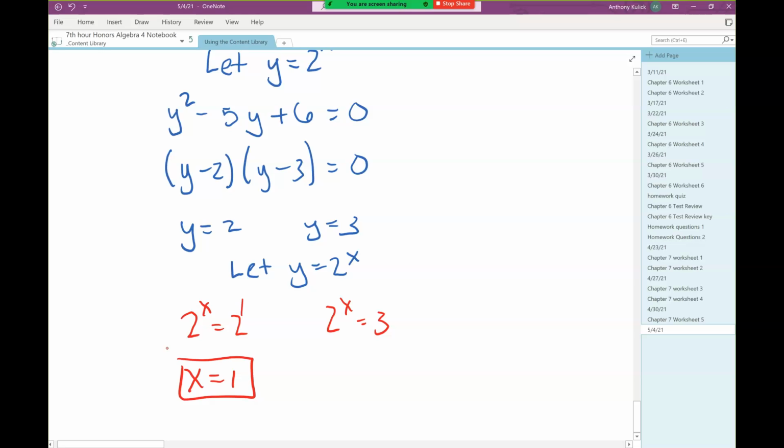Now you could take the log base 2 to both sides. It's not wrong to do that, but again, I don't think you need to, so I'm not going to. You know what I mean? And the other one, though, we do have to take log base 2 to both sides. So those are my 2 solutions.